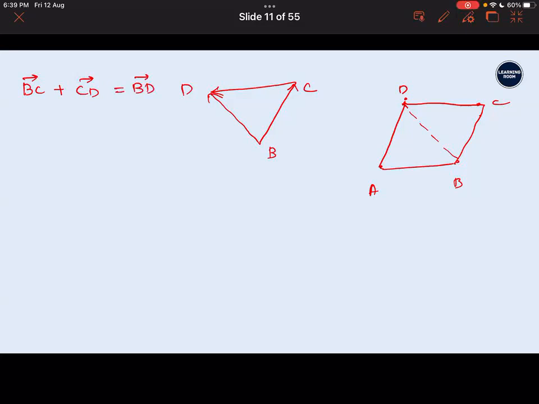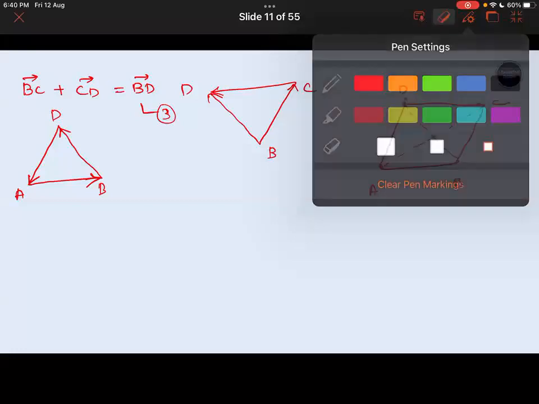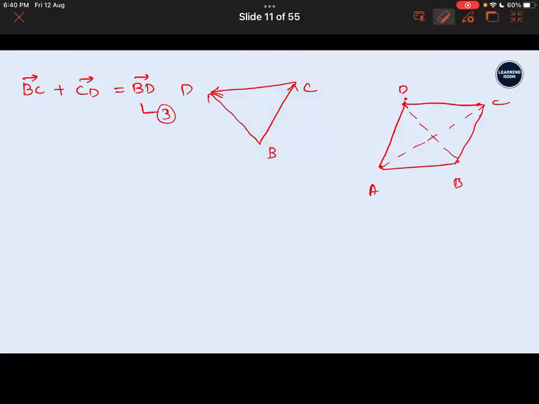Accepted. Why is it so? Because of the triangle of addition. Similarly, if I take the other triangle DAB, so I have DA vector, AB vector. I think we have already taken this triangle, no? Did we consider this triangle already? So what is the first expression?